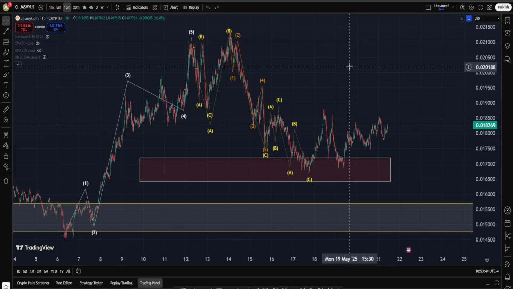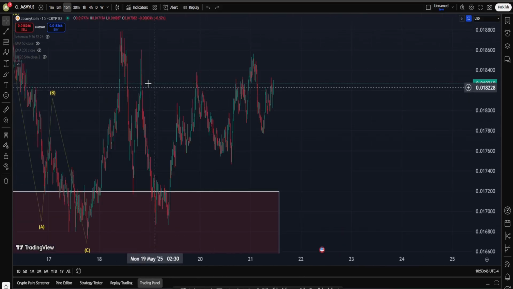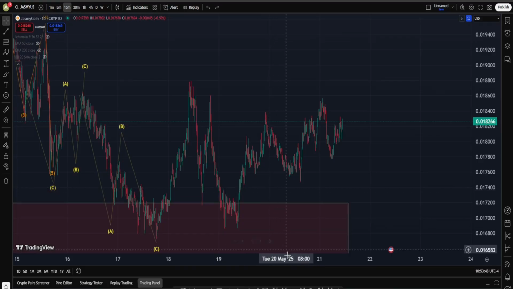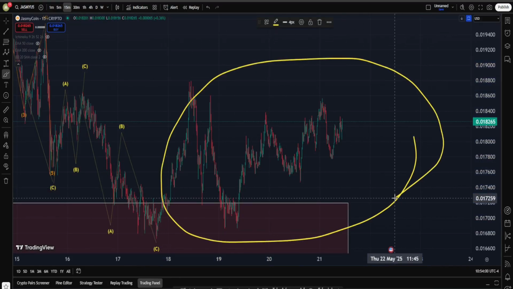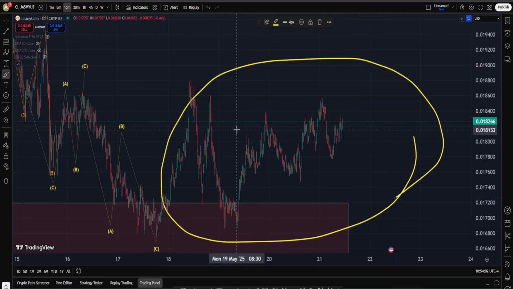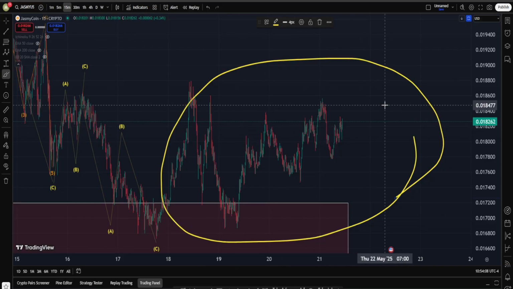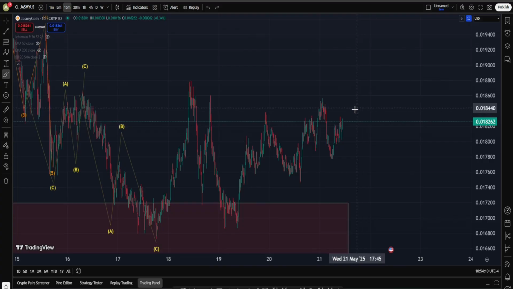Okay, hi everyone, welcome back. In this update we are going to check out JasmyCoin's price chart, and I'm going to do a deep dive into this specific phase up. I'm going to see what is happening in here in terms of Elliott waves, and whether we have some optimistic signs, and at what point we can argue that in Jasmy we are going to see a very strong rise.